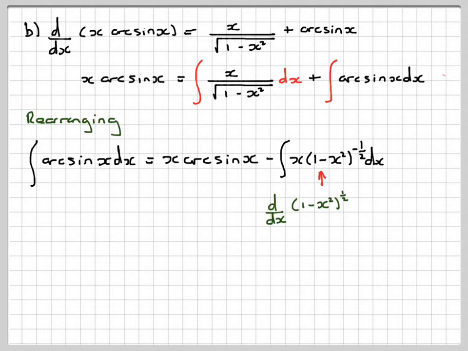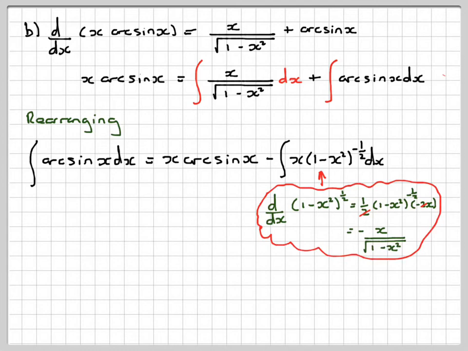So if I differentiate it, just to check, see if I get back to what I started with, I'm going to get d dx, which is a half, write down the bracket, reduce the power by 1, and then differentiate the bracket. I've got a minus 2x. The 2's will cancel, so I've got minus x over the square root of 1 minus x squared. So this will be equal to x arc sine x. Now, because this is minus, okay, and this was positive, this will now be a positive. Pause the video if you're not sure on that fact.